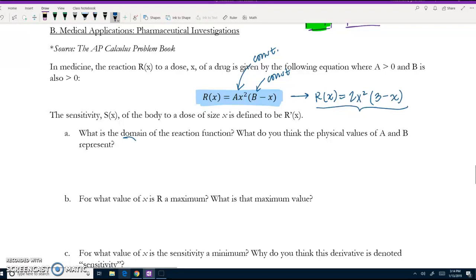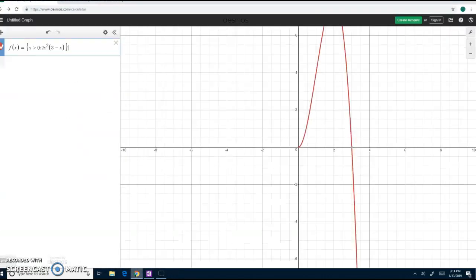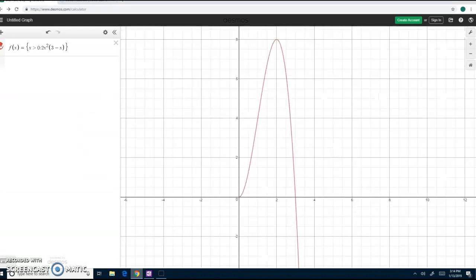So here it says, what is the domain of the reaction function? So what I did is I just went to a graphing page like Desmos, and I did exactly that. I picked 2 as the A term, and I picked 3 as the B term.